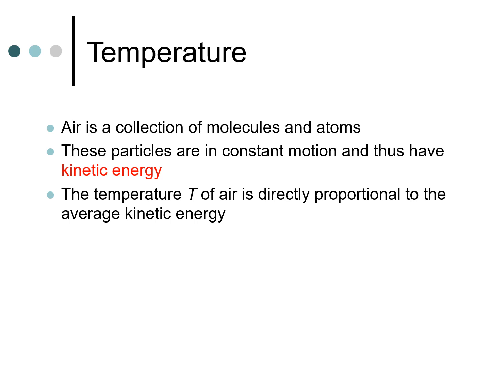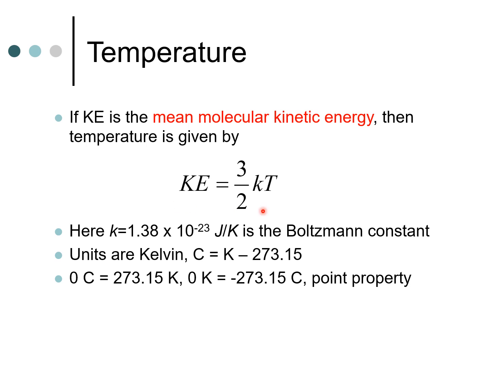Now that brings us to the third property, and this is temperature. We can think of air as a collection of molecules and atoms, and all these particles are in a constant state of motion, and therefore there is a kinetic energy which is associated with air. Now the temperature T of air is going to be directly proportional to the average KE of the system. So let's look at the physics behind it. If we say that KE is the mean molecular kinetic energy, then the temperature is given by KE = 3/2 kT.